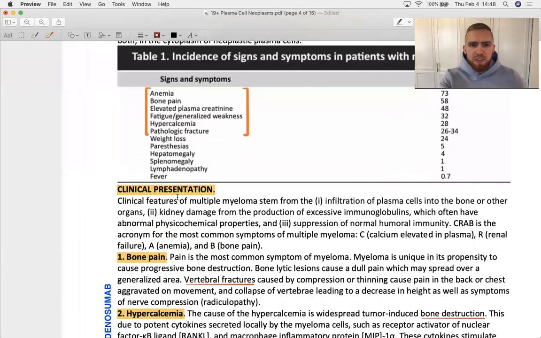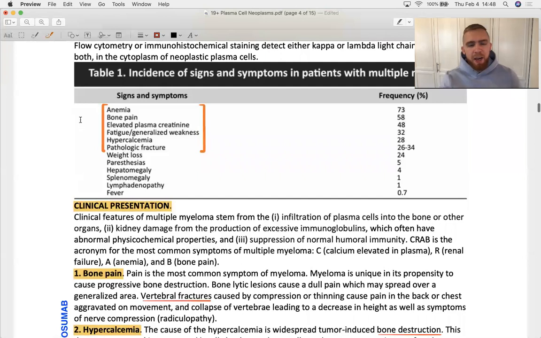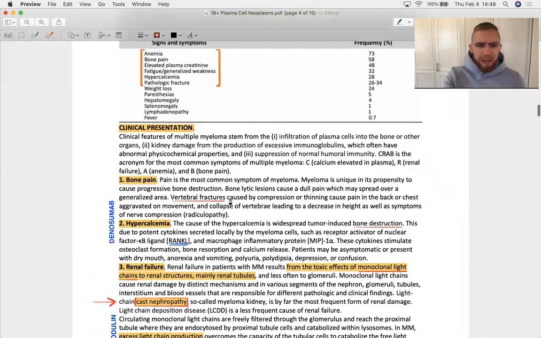Here is a table of signs and symptoms. The major ones I have outlined again: anemia, that's a CRAB feature; bone pain, that's a CRAB feature; elevated plasma creatinine reflecting renal involvement, that's a CRAB feature; and then hypercalcemia, that's the C in CRAB. And then pathologic fracture is also a very, very common presentation. Remember, this is the elderly, so you're usually going to be working up osteoporosis or something like that. So you don't want to bark too far up that tree before you consider multiple myeloma, because again, you want to rule out those less favorable diseases first. And fatigue, generalized weakness, is characteristic of just about any neoplasm.